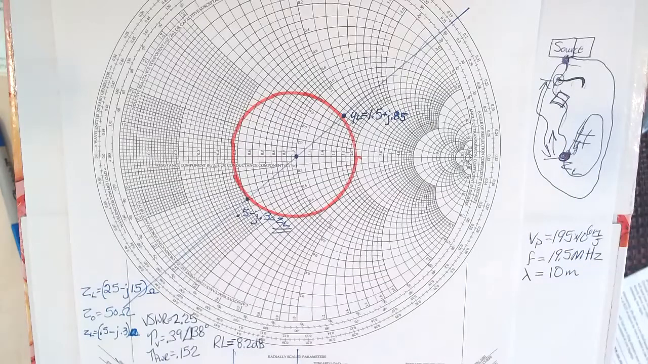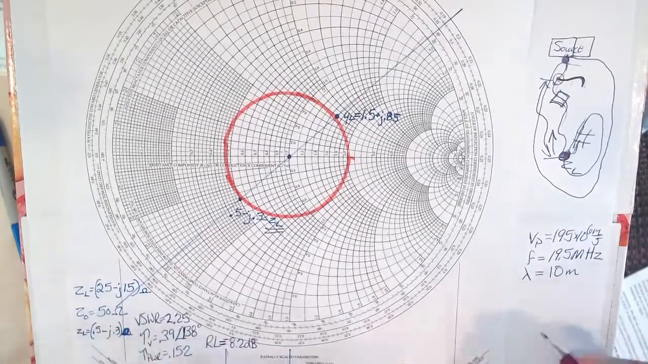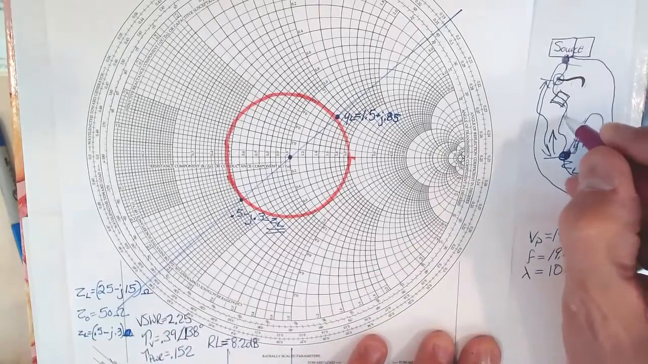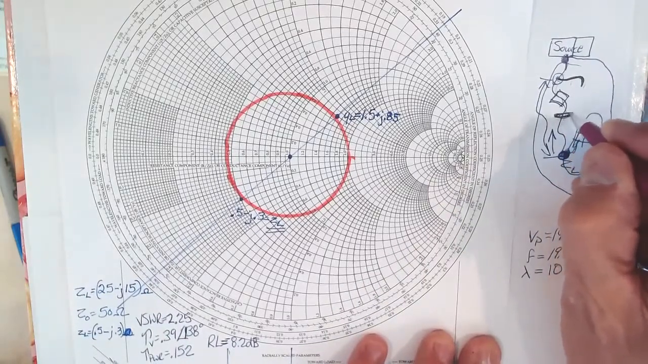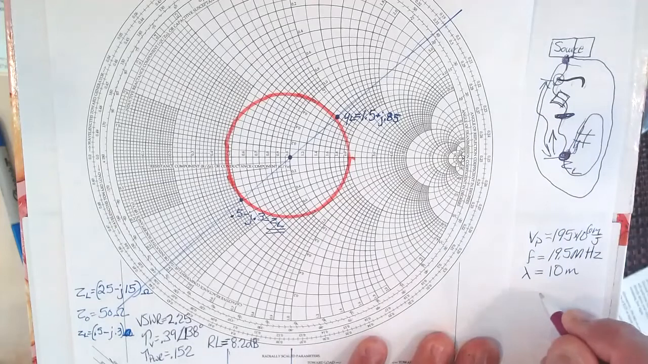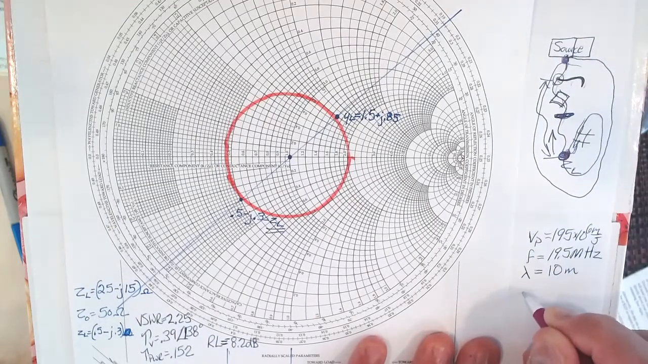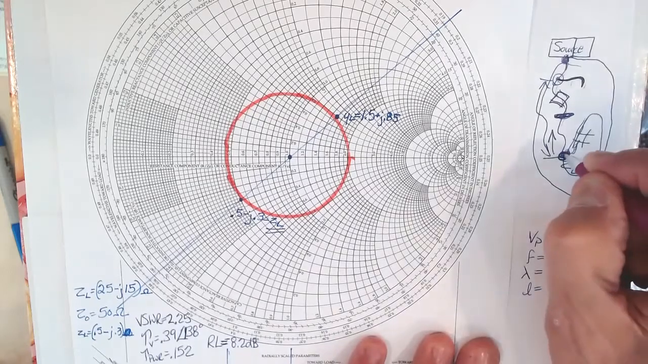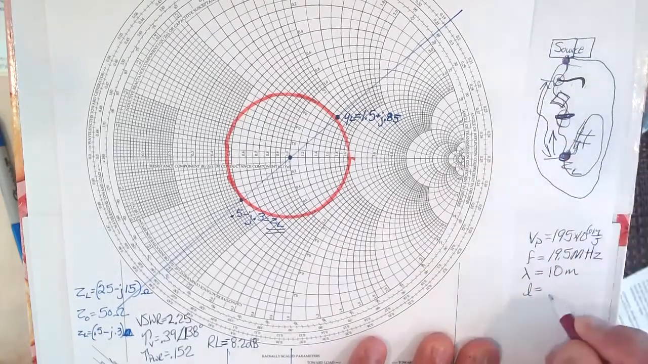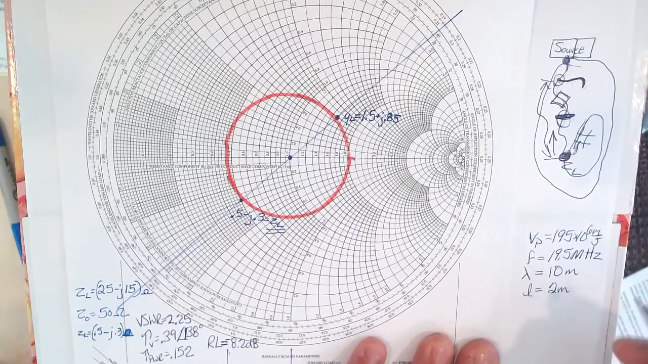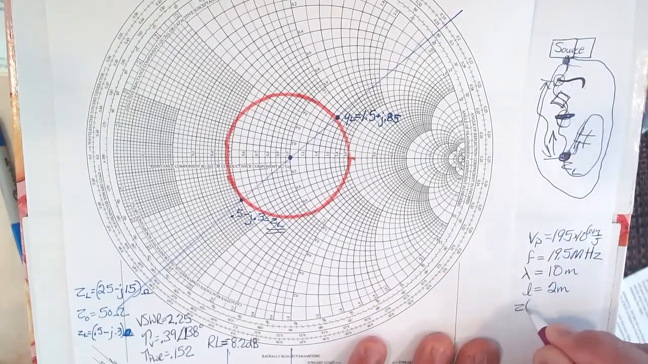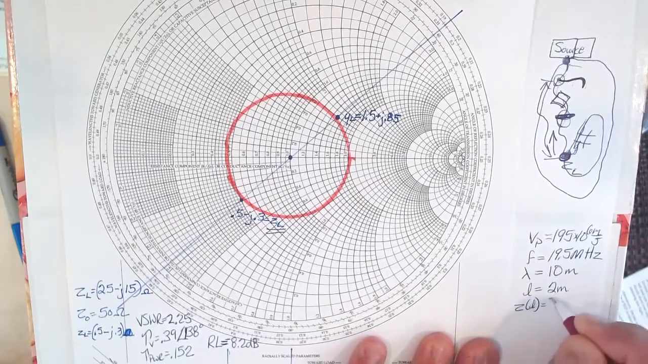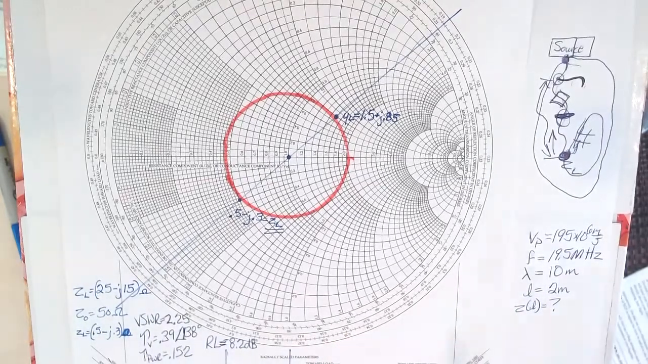Now, let's say that I had this line right here. I just wanted to find out what is Z right here. I'll just come up with a number. Let's say L back from the load to this point is 2 meters. I want to find out what Z of L is. What is Z of L? How would I find that? 2 meters back from the antenna heading toward the source. How would I find that?